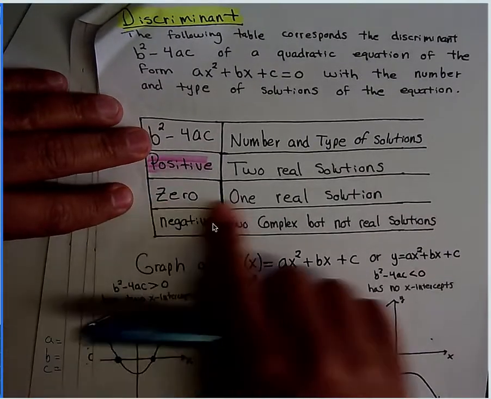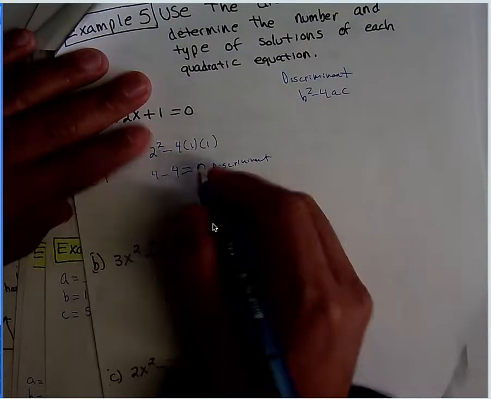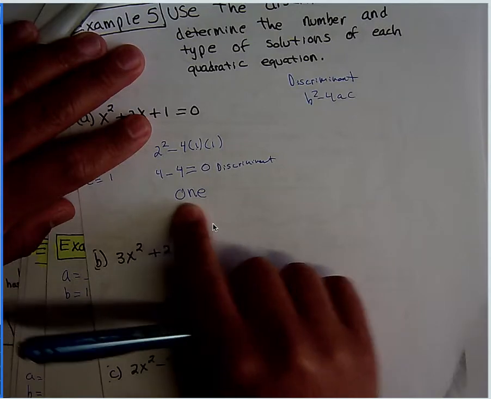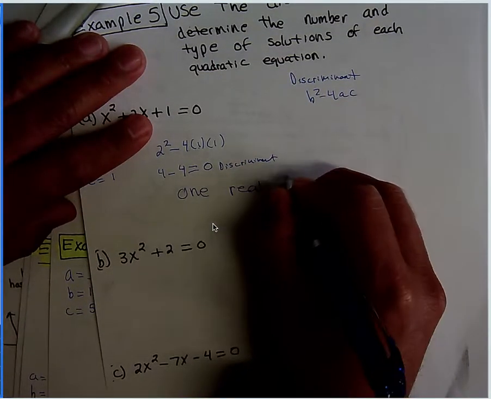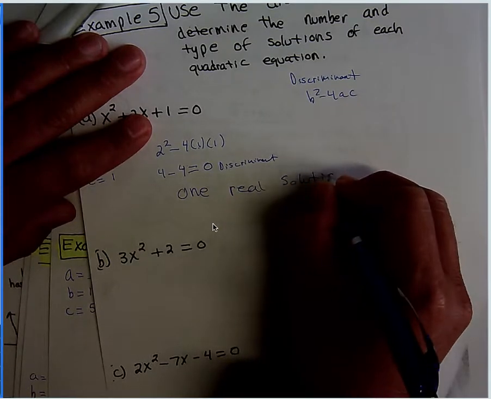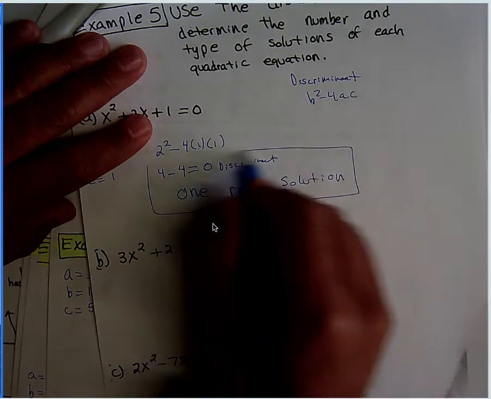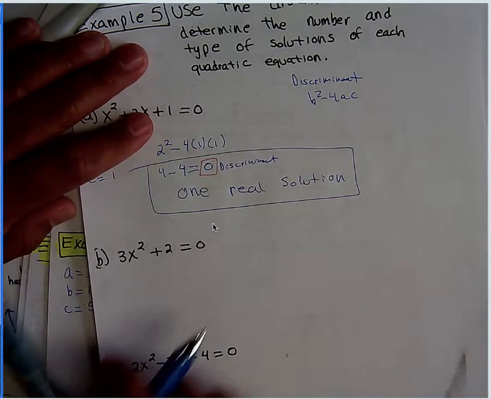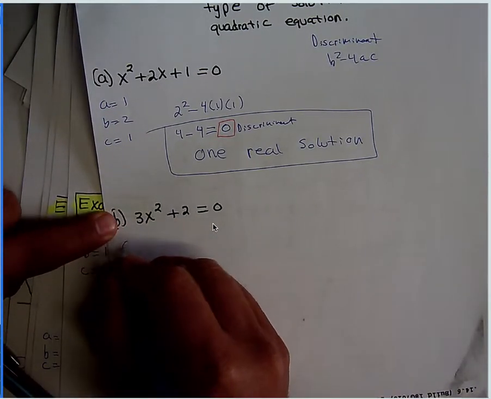So what does that mean? When we get a 0, we have one real solution. We get one solution, so that's the number of solutions, and it's real. The type would be one real solution. So with the 0, one real solution. Very easy. Now this one, identify the A, the B, and the C.